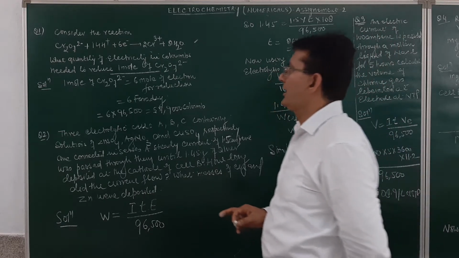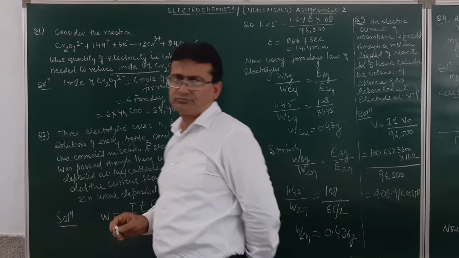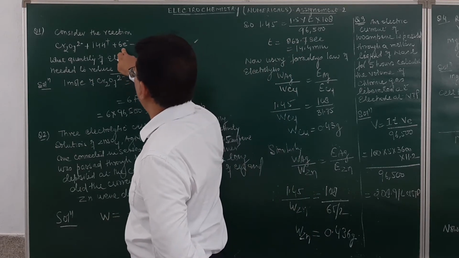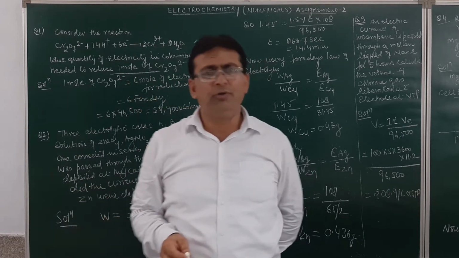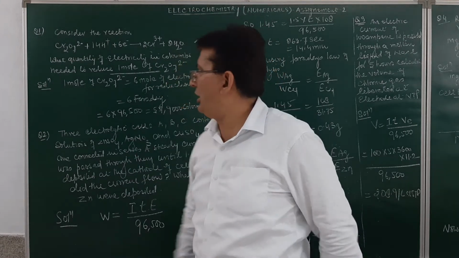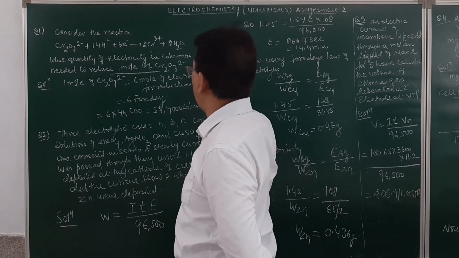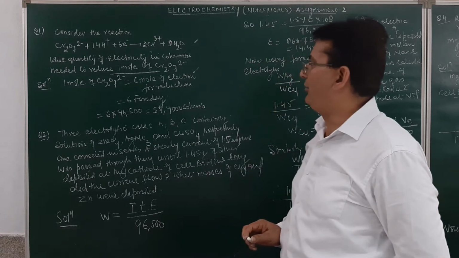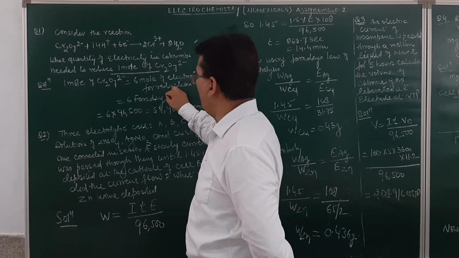Now, see over here. When we reduce 1 mole of dichromate ion, how many electrons are needed? These are 6. And 1 mole of electrons carries a charge which is equal to 1 Faraday. So how do we solve this? 1 mole of dichromate ion requires 6 moles of electrons for reduction, which is equal to 6 Faraday.